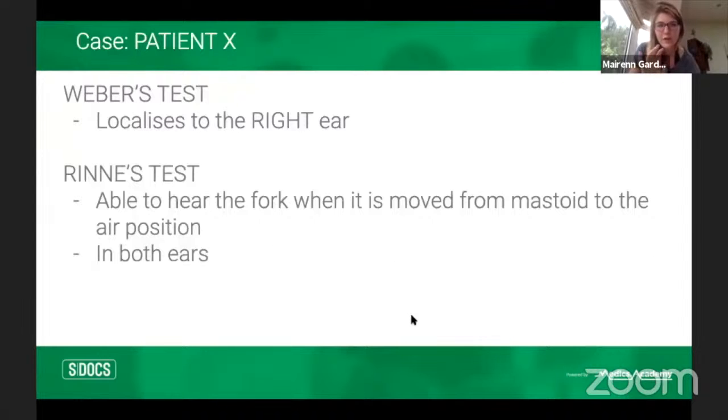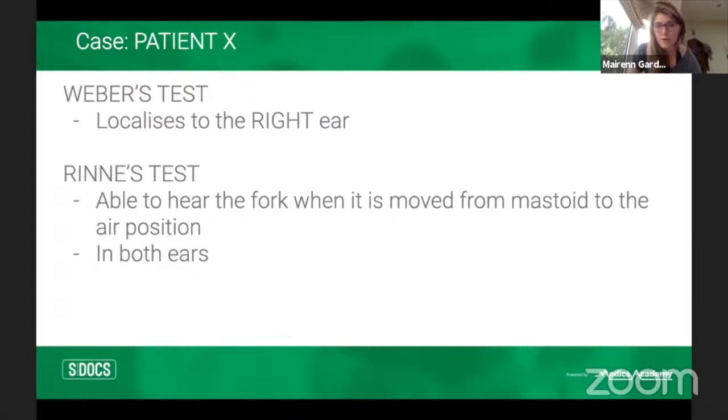So a quick case for you. A patient comes to you with hearing loss. You do a Weber's test and it localizes to the right ear. Because of this, you then go on to do the Rinne's test. When the patient is able to hear the fork when it's moved from the mastoid to the air position in both ears, what kind of hearing loss do you think this person has?